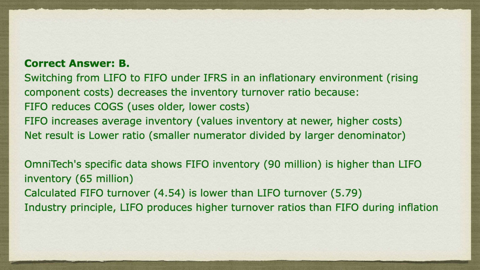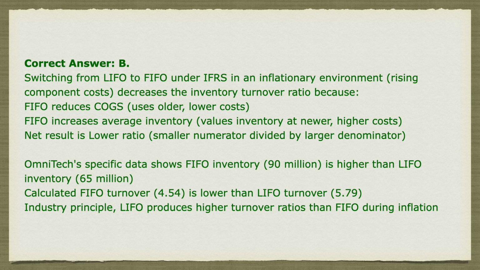Correct answer, B. Switching from LIFO to FIFO under IFRS in an inflationary environment, with rising component costs, decreases the inventory turnover ratio because FIFO reduces COGS, using older, lower costs. FIFO increases average inventory, valuing inventory at newer, higher costs. The net result is a lower ratio: a smaller numerator divided by a larger denominator.